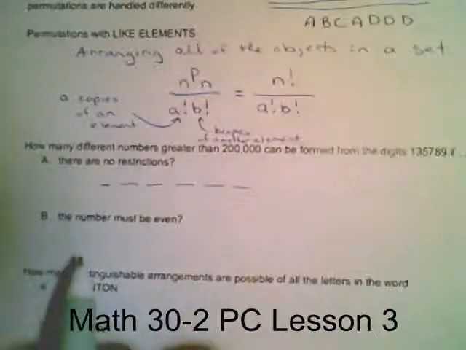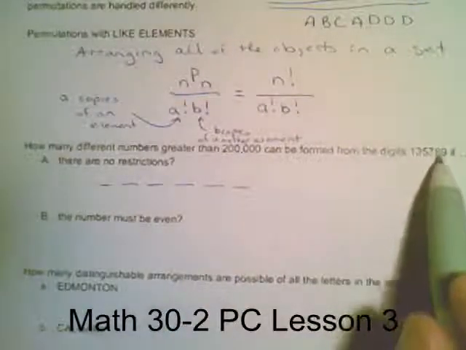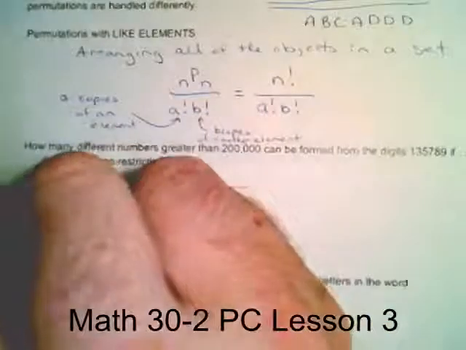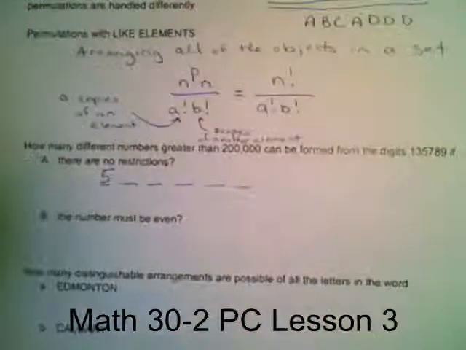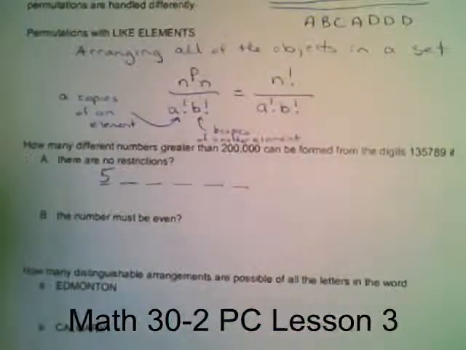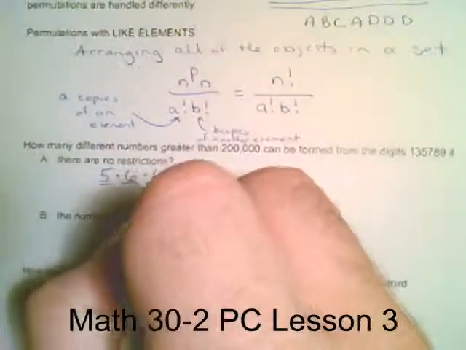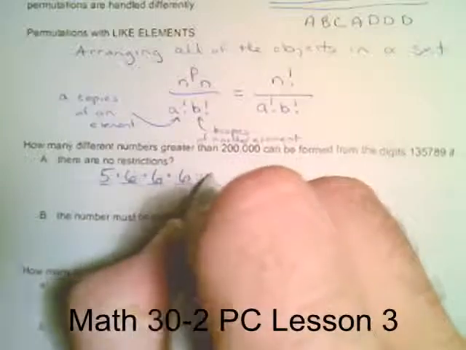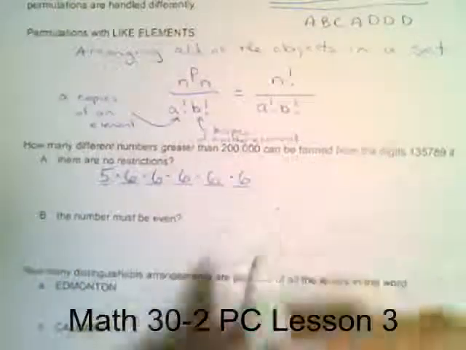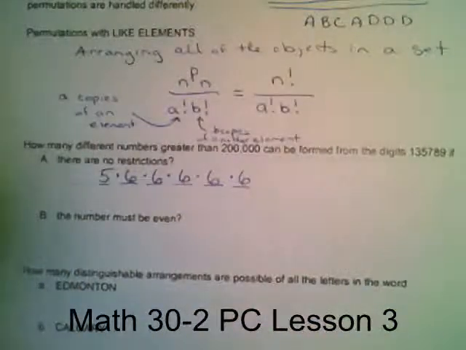Since it doesn't say there's a restriction, I'm allowed to repeat elements. I need greater than 200,000. There are 6 digits, 6 spots. The 3, the 5, the 7, the 8, and the 9 can go in the front. The 1 can't, because if the 1 goes in front, it's not greater than 200,000. So there are 5 options there. But if I can repeat, I've got that, and then the second digit, 6 choices, the third digit, 6 choices, fourth digit, fifth digit, and finally the 6th digit. And so I end up with that.